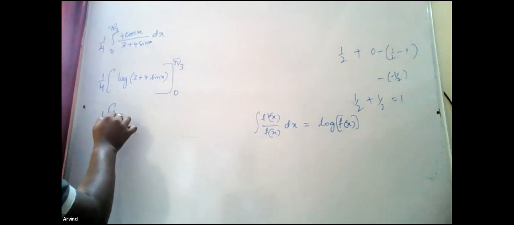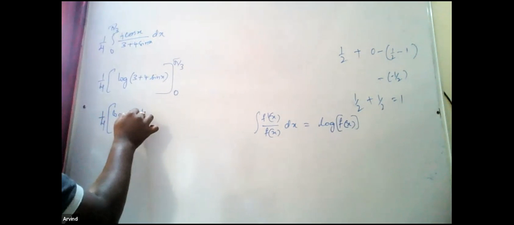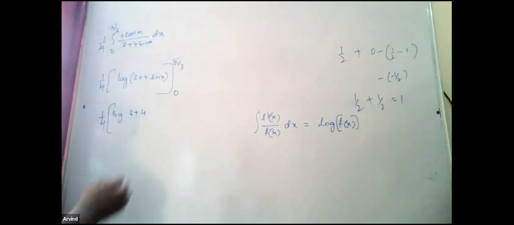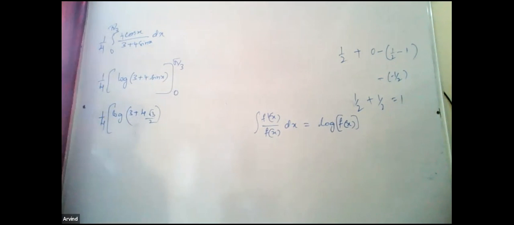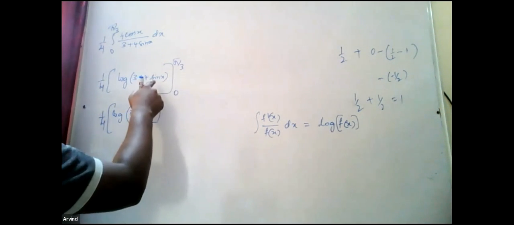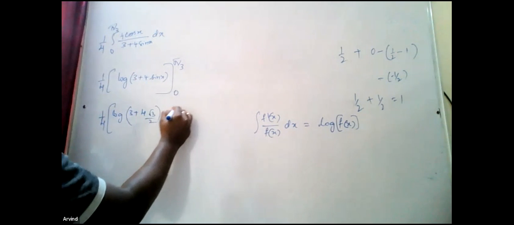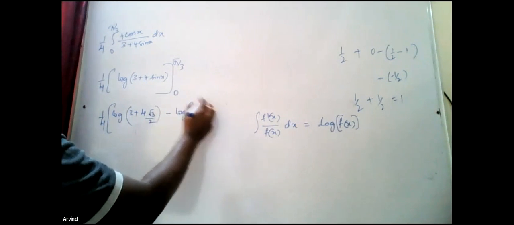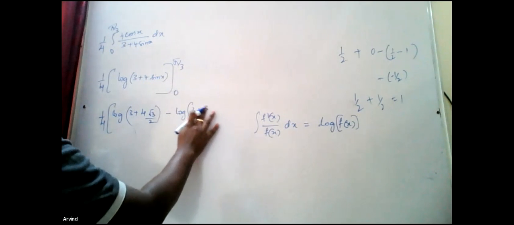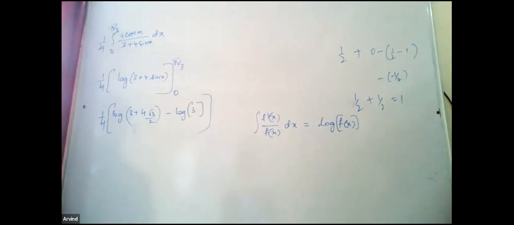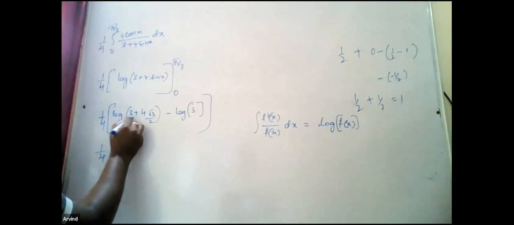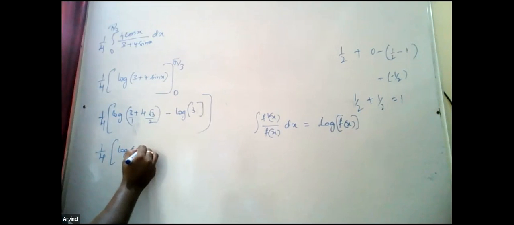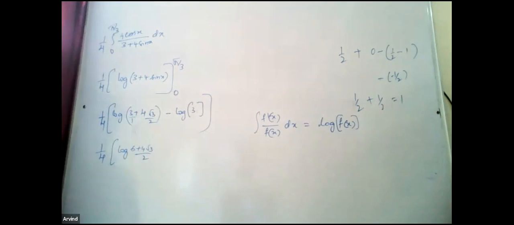Let's put the upper limit. Upper limit is log of 3 plus 4 sin pi/3, and sin pi/3 is sin 60, that is root 3 by 2. This is the upper limit minus the lower limit. The lower limit becomes minus log of 3 plus 4 sin 0, and sin 0 is 0, so it is 3. Let's keep it like this. 1/4 log, take LCM. This 3 can become 3/1. Taking LCM, it becomes 6 plus 4 root 3 divided by 2.